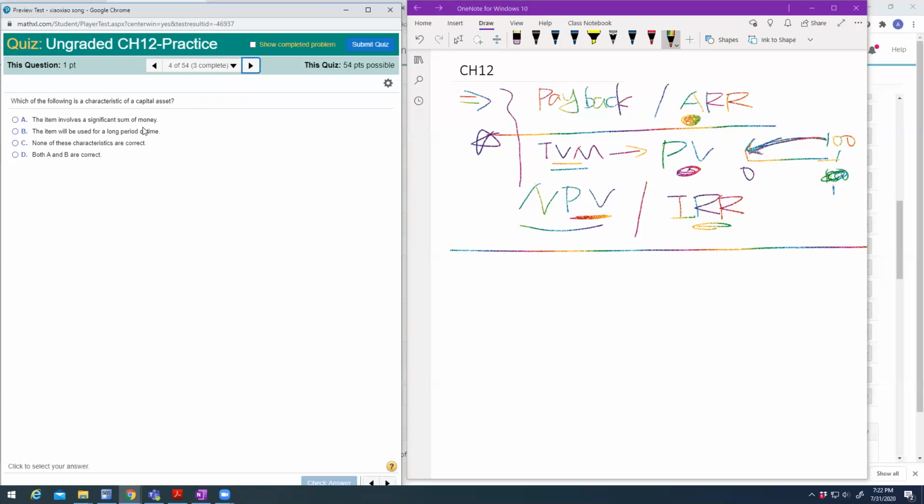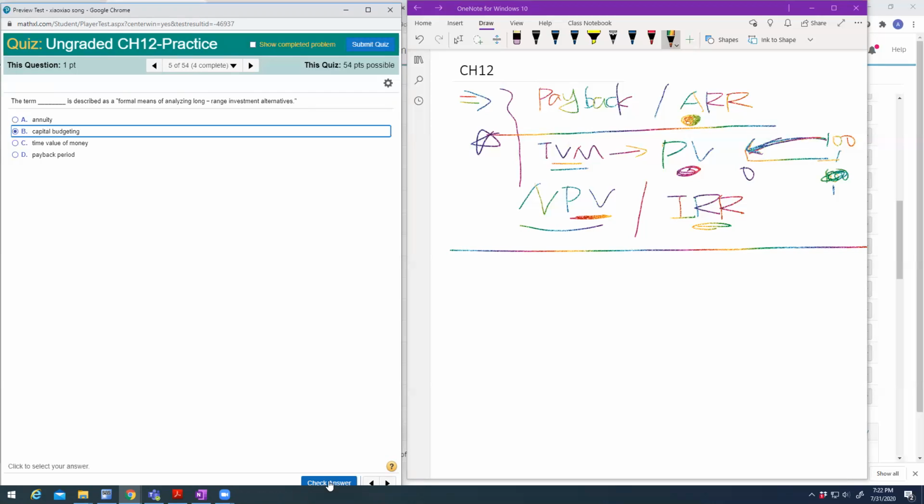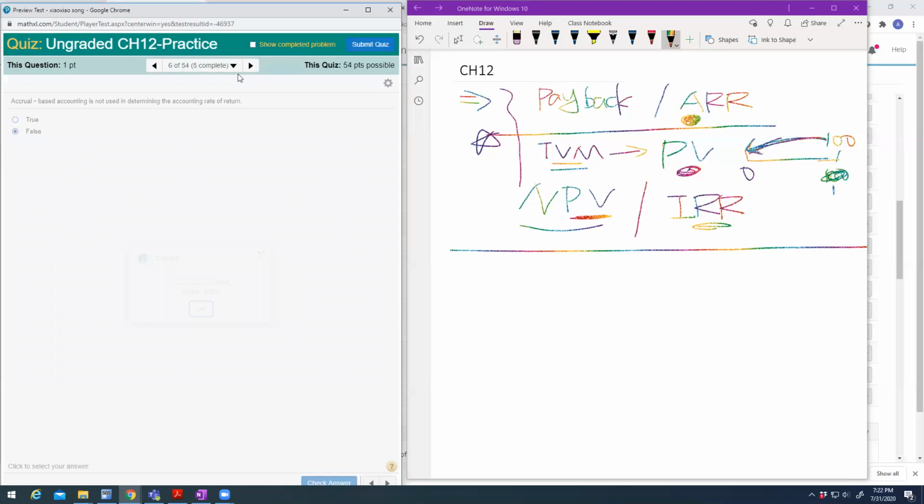Next one. Which of the following is a characteristic of a capital asset? Item involves a significant amount. Yeah, it's a lot of money. Will be used for a long time. Yeah, it's a lot of time. So it's both A and B here, right? And then next one. The term is a formal means of analyzing long-range investment. So that will be capital budgeting, capital investment. Next one. Accrual-based accounting is not used in determining the accounting rate of return. No, it's used, right? So when we use the ARR, we have to use accrual-based. So that's wrong.